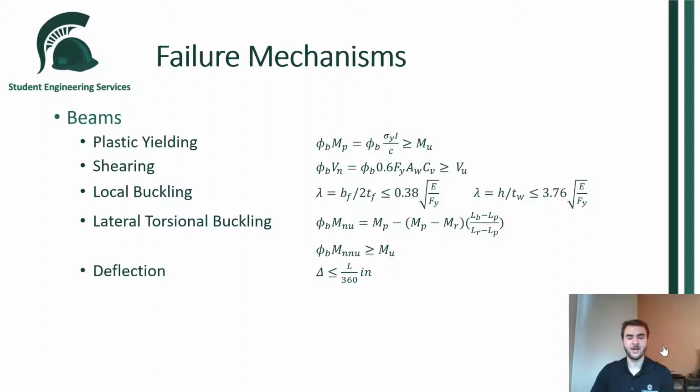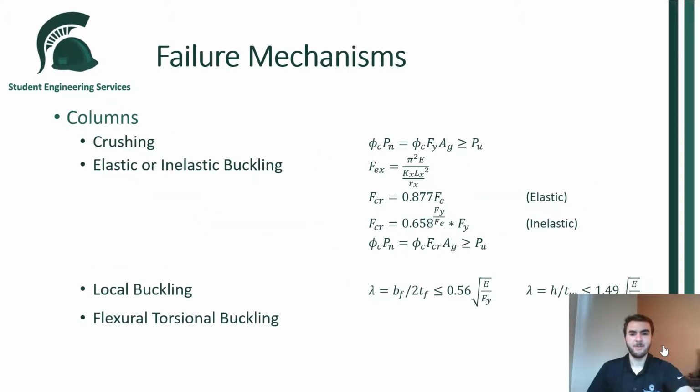The longer the beam is, the higher probability that it is going to fail through lateral torsional buckling. And the deflection is based on the load applied uniformly across the length of the beam. And this value was determined from SAP 2000.